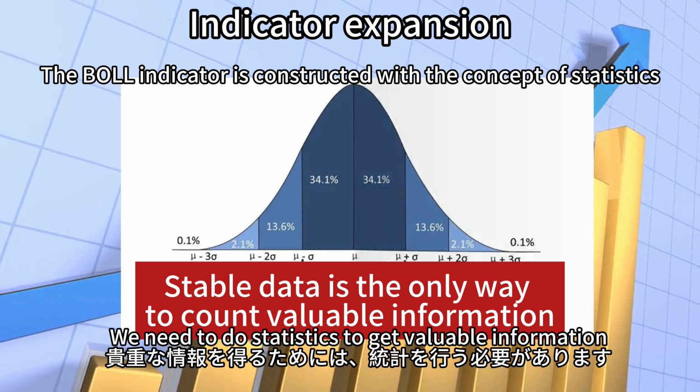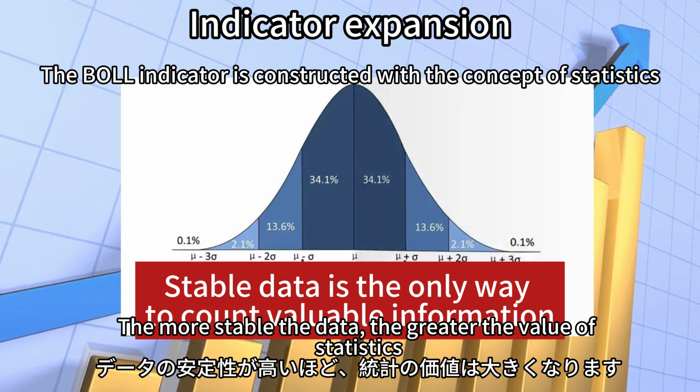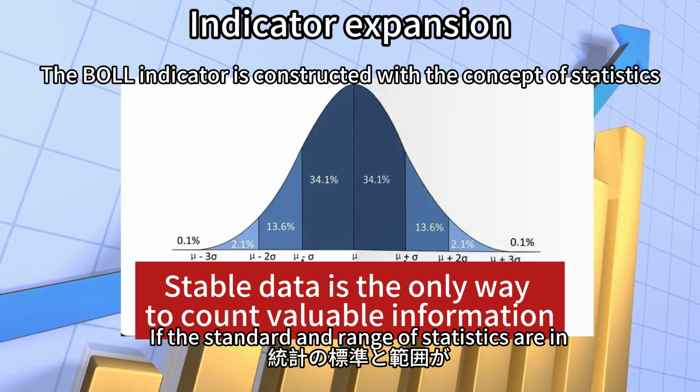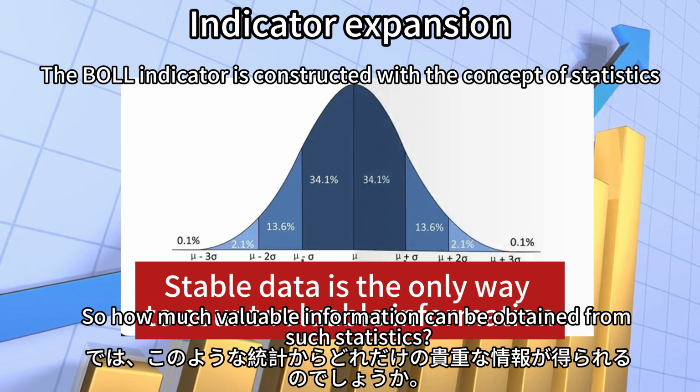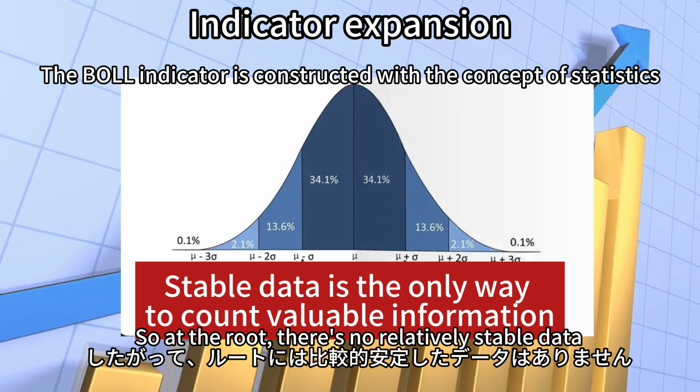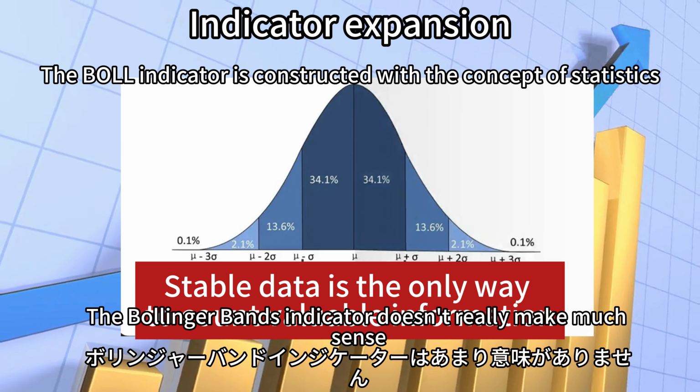We need to do statistics to get valuable information. The more stable the data, the greater the value of statistics. If the standard and range of statistics are changing all the time, how much valuable information can be obtained from such statistics? So at the root, if there's no relatively stable data, the Bollinger Bands indicator doesn't really make much sense.